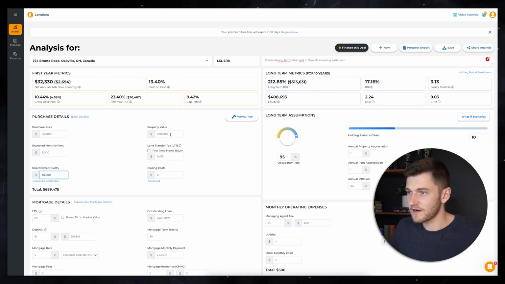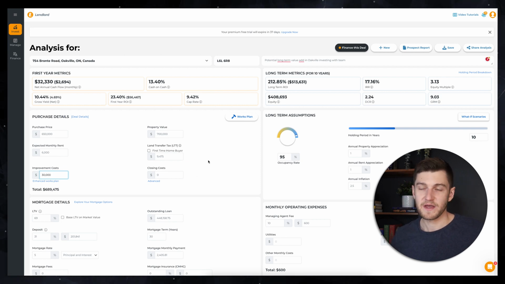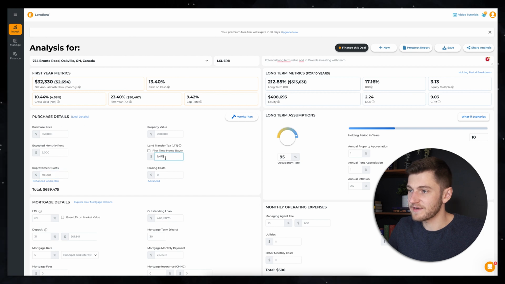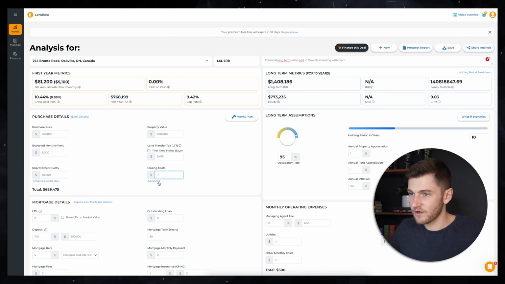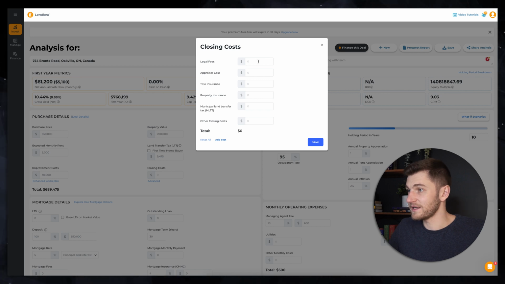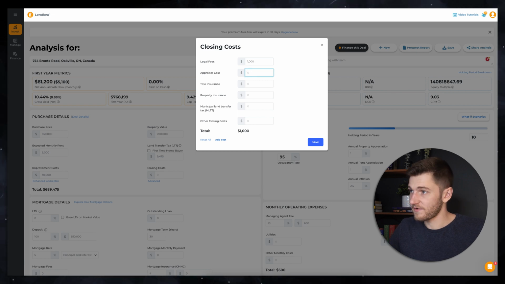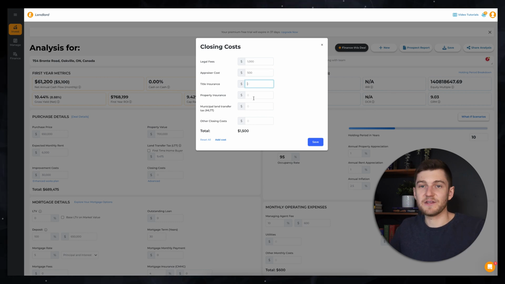Now to the right here under property value, we also have the land transfer tax. This is going to vary from area to area, but in this case, since we indicated that it is in Oakville, Ontario, based on the purchase price, it has given us an estimate of the land transfer tax, which is a pretty good little handy tool here if you don't know exactly how much it will be. We'll leave it at that for now. And then closing costs, we can also add these including legal fees, appraiser costs, let's say $1,000 for that, the appraiser $500, title insurance, and you get the picture.